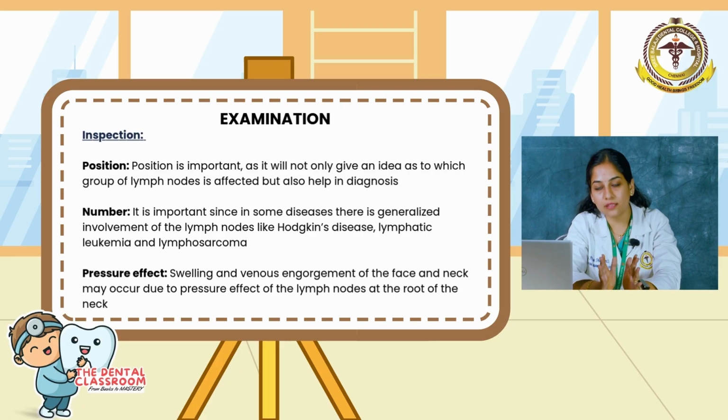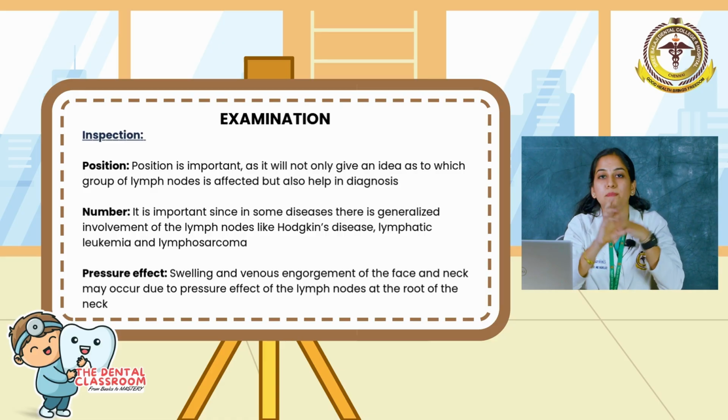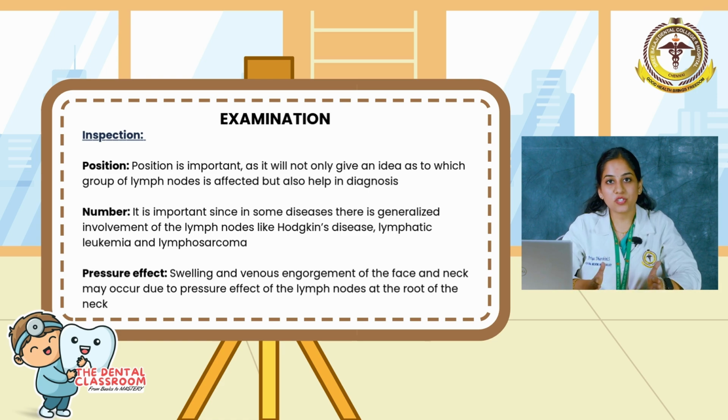While dealing with the inspection part, we have to think of 3 basic concepts. The first will be the position of a lymph node, the second the number of the lymph nodes, and the third the pressure effect. Moving on to the position of lymph nodes, we are going to talk about the horizontal group of classification, which would be the submental, submandibular, preauricular, postauricular and the occipital lymph nodes. This position exactly determines what type of disease the patient has and where it is going to get infiltrated. So this is a very important aspect in the inspectory part of lymph node examination.